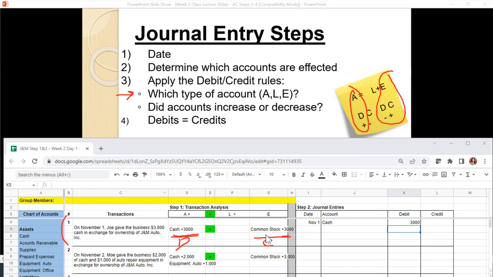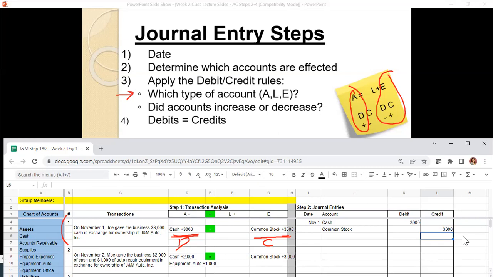Then we move on to the next account. The next account is common stock. So we put common stock. And now, since that's credited, on that same line as the common stock we're going to jump over to the credit column and put 3,000. And there is our journal entry.